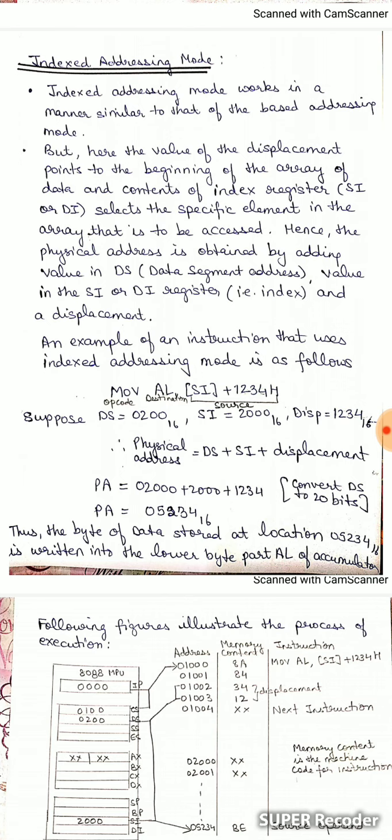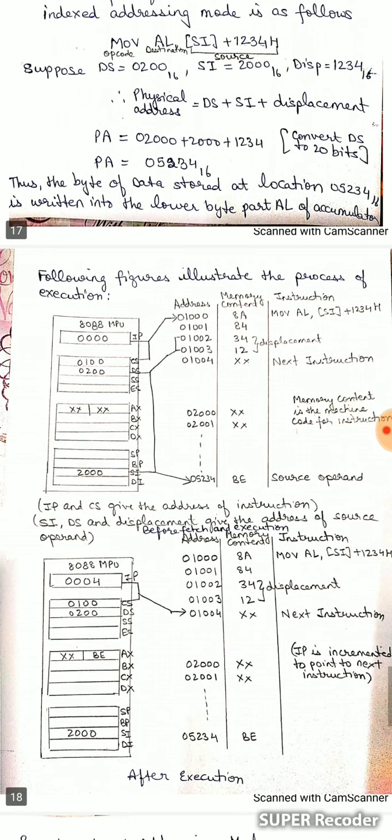Now the physical address is calculated on the similar basis. The contents of DS will be added to SI and displacement to give you the physical address 05234. You can see in the figure IP and CS combine to give you the address of the instruction MOV AL, [SI plus 1234]. Again the memory contents represent the machine code for this instruction. The contents of DS is being combined with the contents of SI and displacement to give you the physical address 05234. At this moment 05234 contains the byte of data BE, which will be transferred to the AL portion, that is the lower order byte of the accumulator AX.